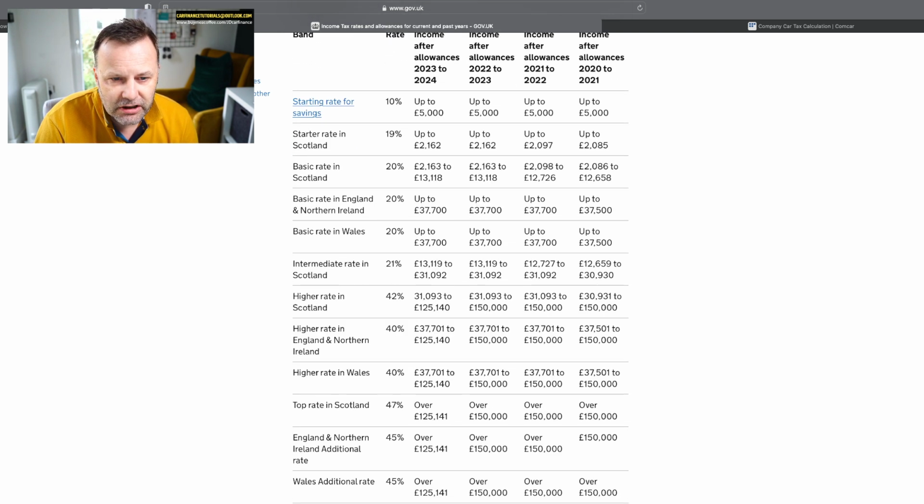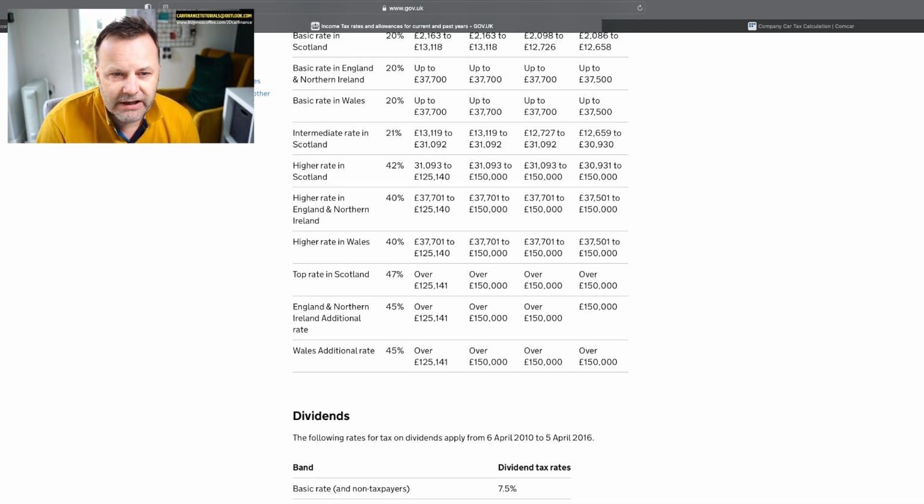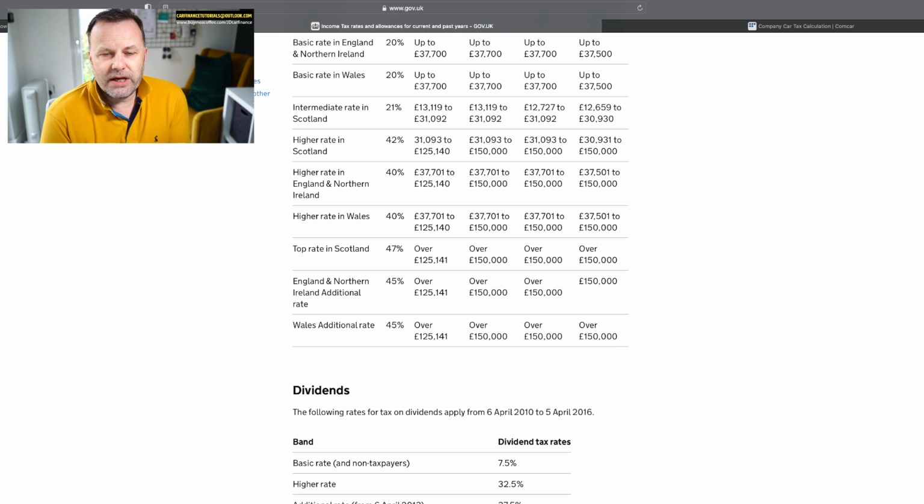if I scroll up, we've got basic rate there, look, so we pay 20% tax up to £37,700 a year plus your personal allowance. So if we take 1257L and add that on, you don't technically pay 40% tax until over £50,000 a year.